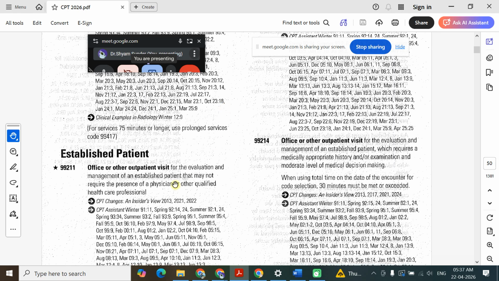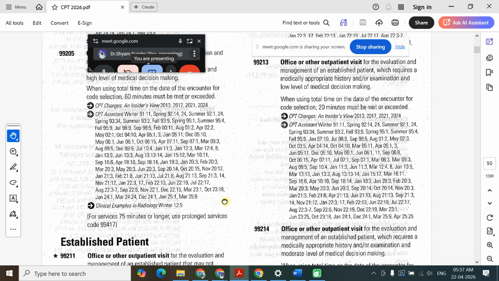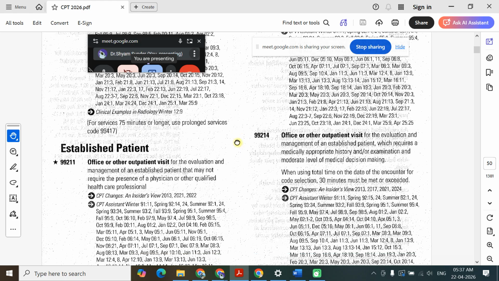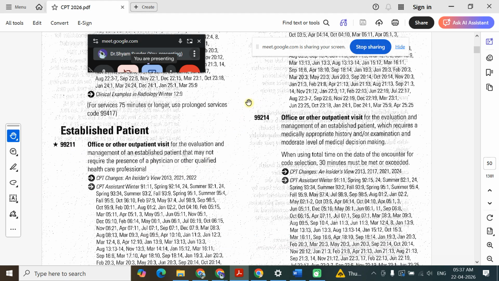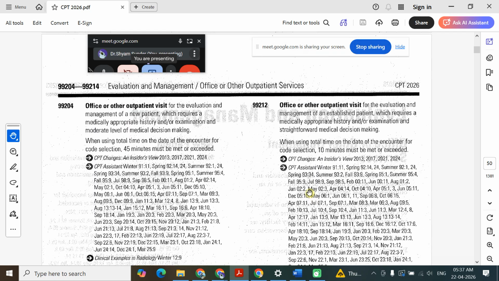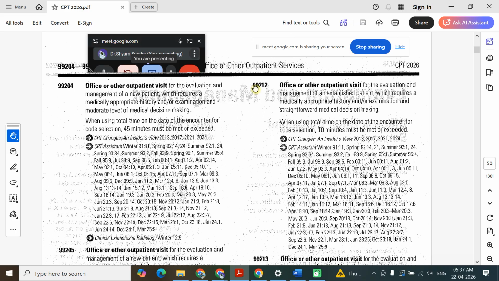And if it is an established patient, the one who visited at least once in the last 3 years, the criteria are the same but the codes are different. Here you have five codes, starting with 99211. Let us talk about 99211 later. Let us start with 99212. 99212 is just like 99202, straightforward MDM, but the time is less, 10 minutes.